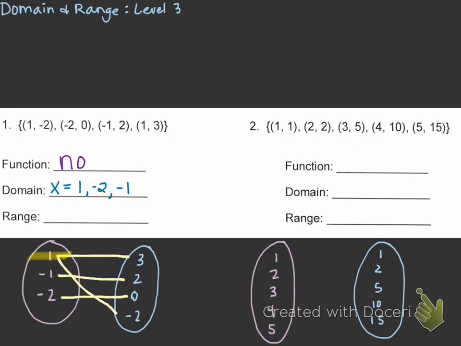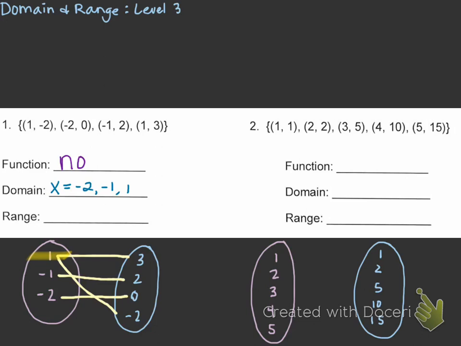However, the only thing that makes our domain look a little bit better, because we always look at domain from the smallest number to our largest number, is if we rewrote this in order. So let's go ahead and rewrite this in increasing order. The smallest x value that we're given is negative 2. The next smallest is negative 1, and then our highest is positive 1. So we're going to list our domain and range in increasing order.